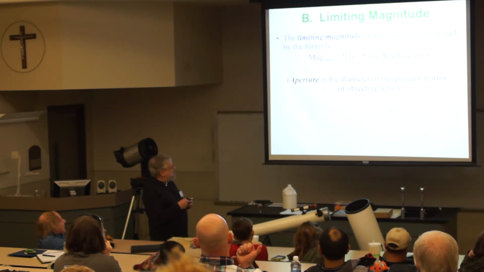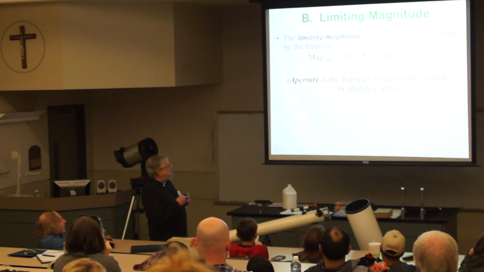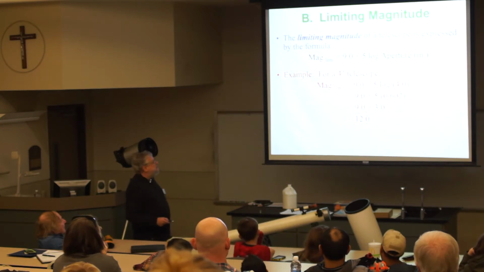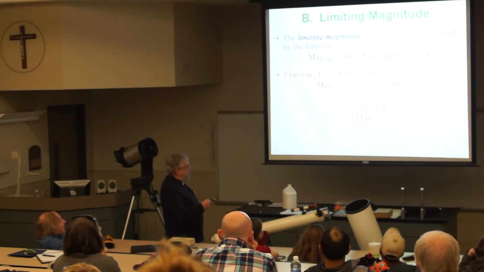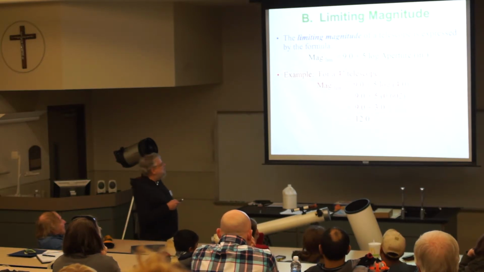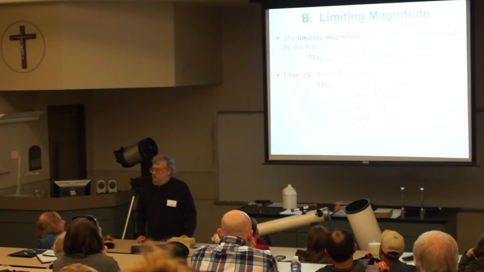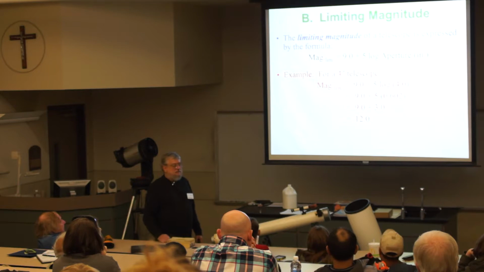You put in the aperture of the telescope in inches, hit the log button, times 5 plus 9, and that will give you the limiting magnitude of your scope. For a 4-inch telescope, the log of 4 is 0.602. We used to have to memorize all of those. And 5 times that is 3, plus 9 is 12. So a 4-inch telescope will let you see 12th magnitude stars, whereas your naked eye only lets you see down to 6th.